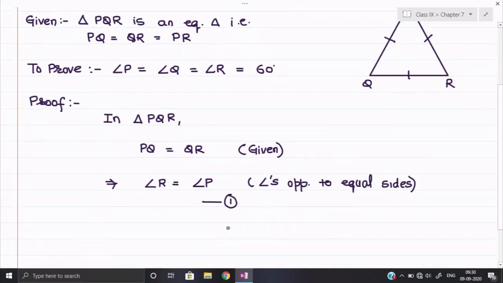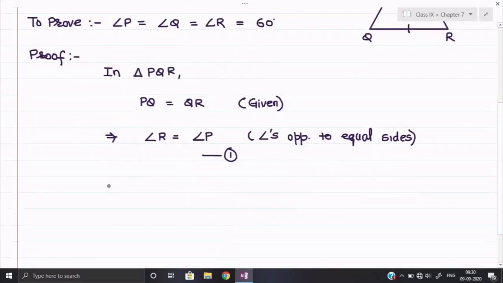Now once again I will apply the theorem, but this time I will change the pair of sides which I have taken earlier. So in triangle PQR, again, earlier I have taken PQ equal to QR. So just change the side. Either you change PQ and in place of PQ you take PR, or change QR. In place of QR we can take PR. Means PQ you replace by PR, or QR you replace by PR, any one of them.